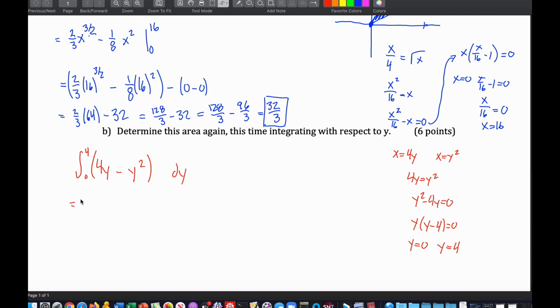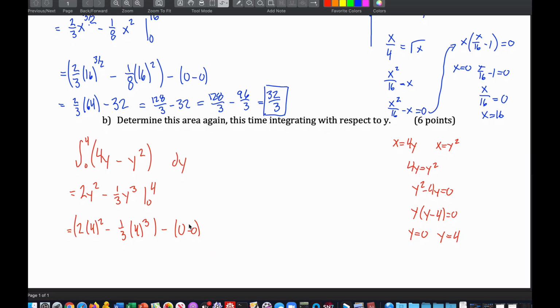So the antiderivative of 4y is 2y squared, and the antiderivative of y squared is 1/3 y cubed, and that needs to be evaluated from 0 to 4. If I go plugging in 4s, I get 2 times 4 squared minus 1/3 times 4 cubed. And if I plug in zeros, I just get 0. Some unnecessary parentheses there just to try to show my work.